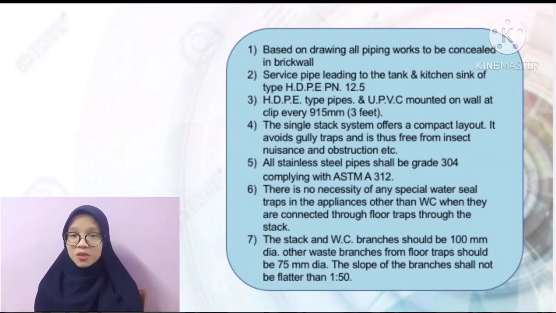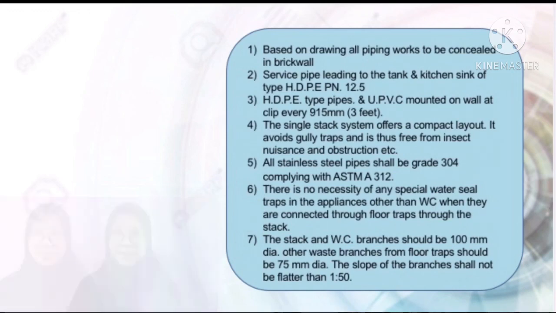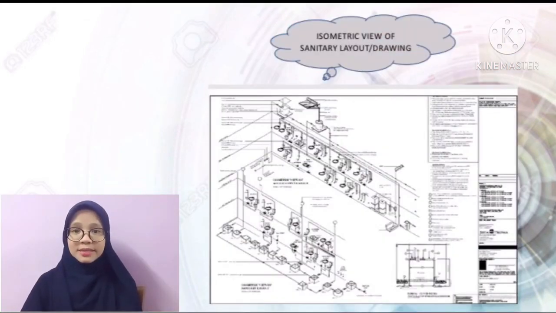The stack and WC branch should be 100 mm thick. Otherwise, the branch from a flow trap should be 75 mm thick. The slope of the branch should not be flatter than 1:50. And the last one, this is the isometric view of the sanitary layout from our group. Okay, you can refer to this drawing.